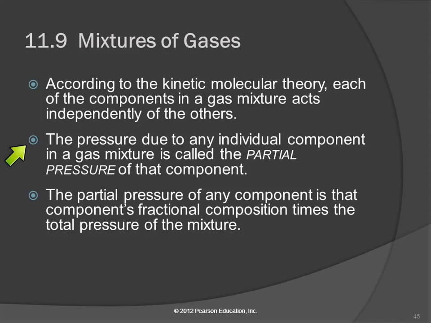So each of those gases in the mixture is exerting a pressure, just like it was the only gas there. And we call those pressures partial pressures. And if we take the partial pressures and add them up, we get the total pressure. The partial pressure of any component is equal to that component's fractional composition times the total pressure.